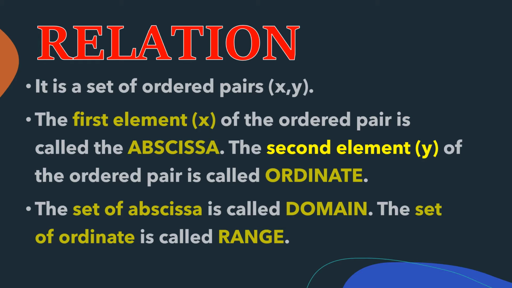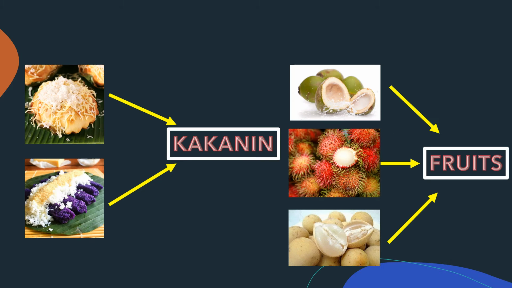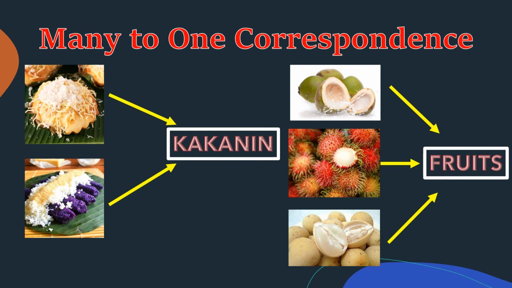We have different ways to represent a relation. The first one is the arrow diagram. Through an arrow diagram, you can easily determine if it illustrates a relation or a function. Here are some examples. In this example, we can see that we have two or more domains and we only have one range. This example is called many-to-one correspondence.